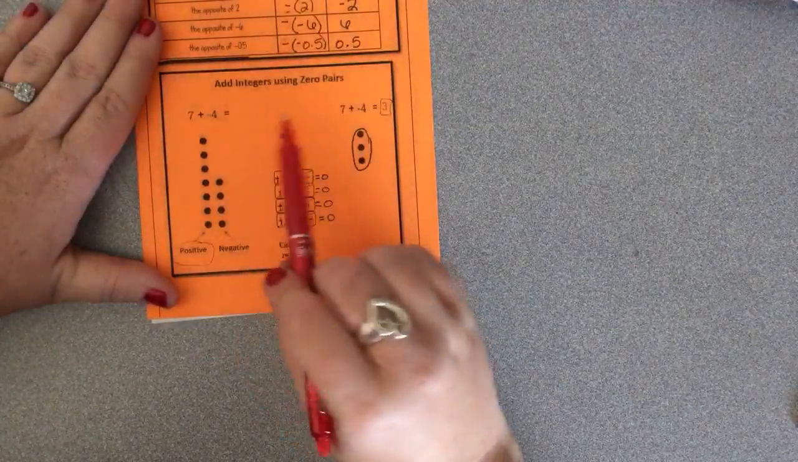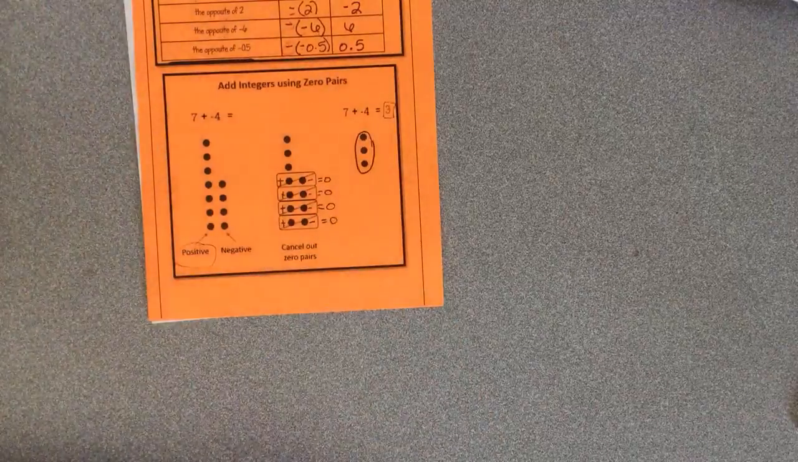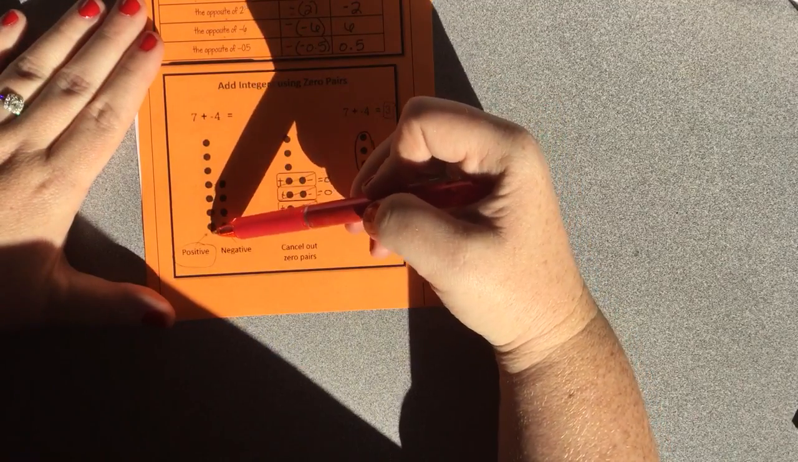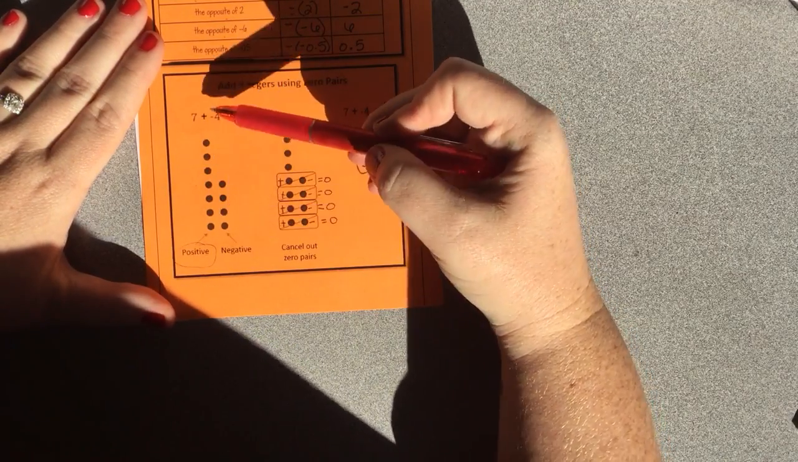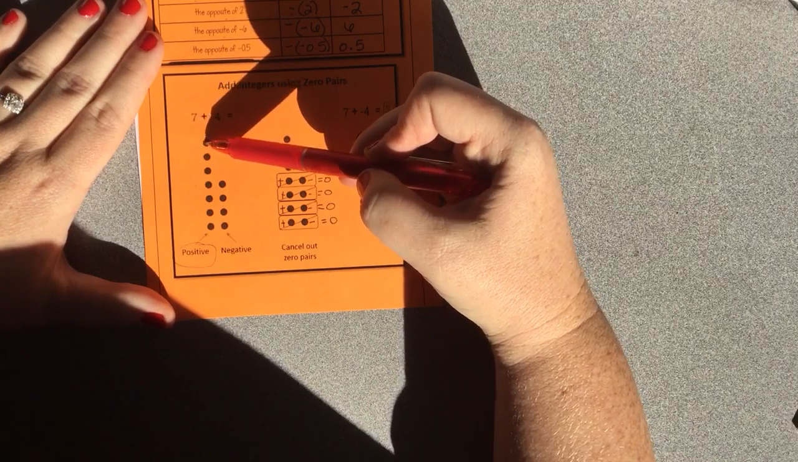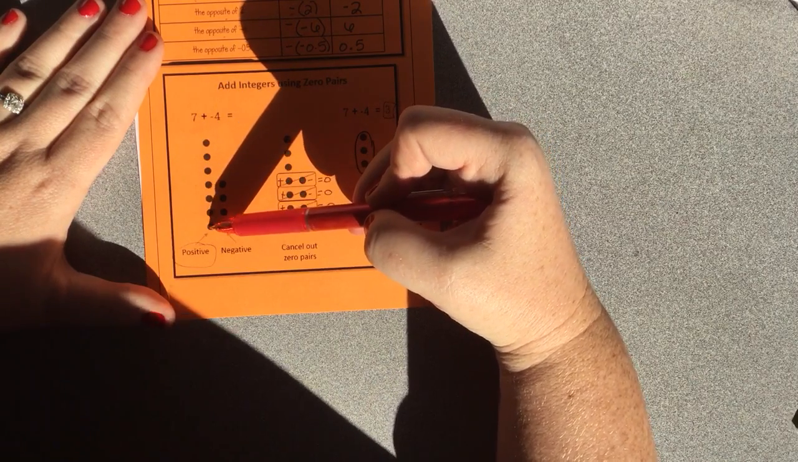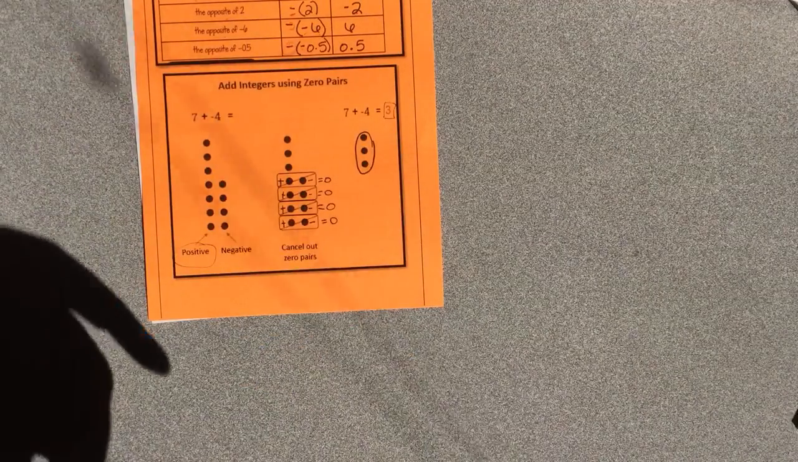Then down here at the bottom, we said adding integers using zero pairs. So here we have our positive numbers on the left and our negative numbers on the right. We have +7, so 1, 2, 3, 4, 5, 6, 7 positive spaces.